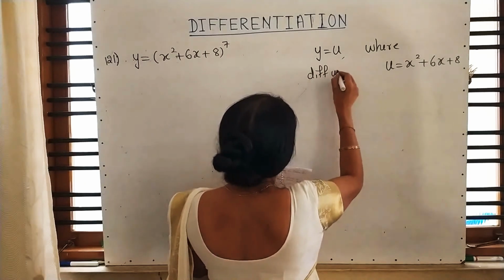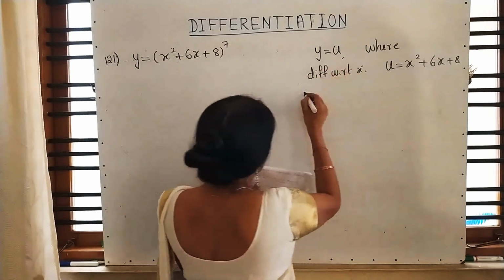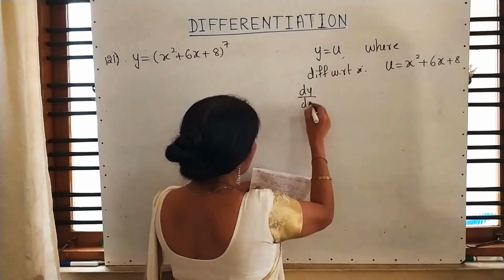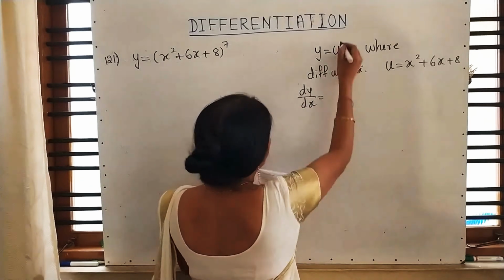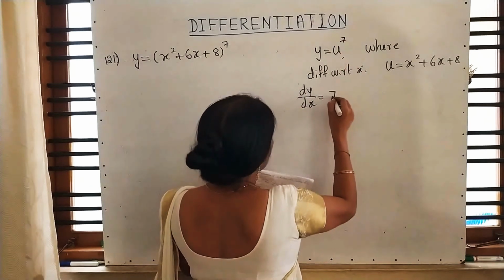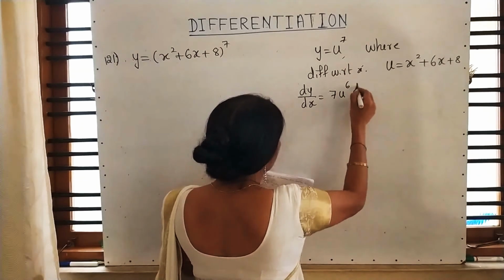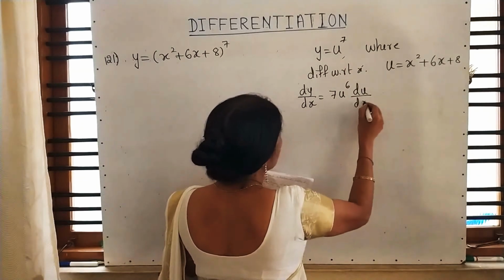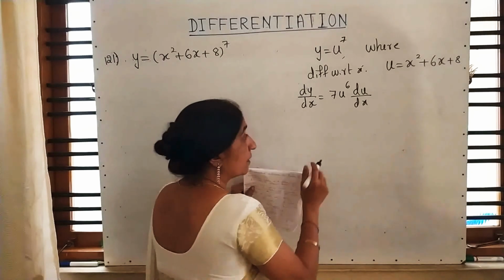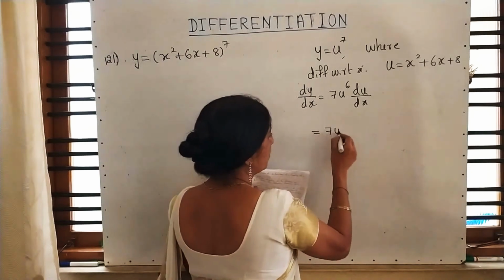Differentiating with respect to x. dy upon dx. This is y raised to 7, so it is 7 into u raised to 6 into du upon dx. Why? Because u is other than x. Now 7 u raised to 6.